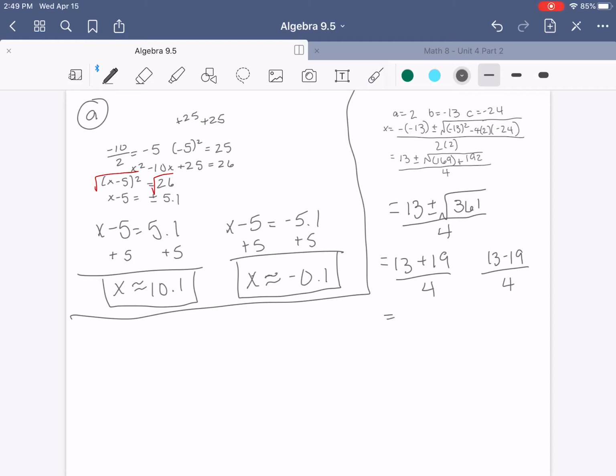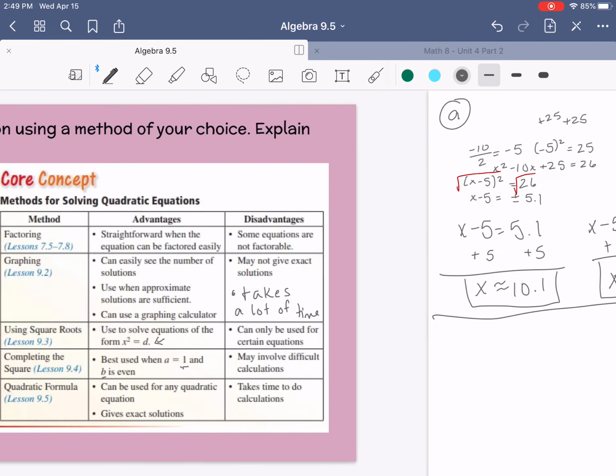So 13 plus 19 is 32 over 4 is 8. So one of our solutions, x equals 8. And then 13 minus 19 is negative 6 over 4, which is negative 1.5 or negative 3 over 2, whichever one you like. All right, so they're solving with quadratic formula.